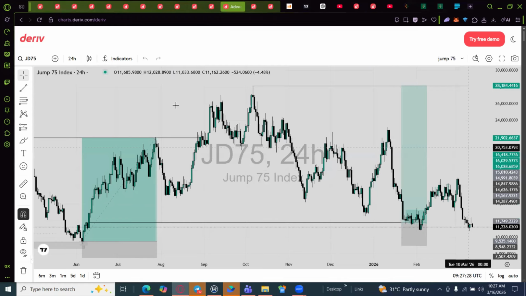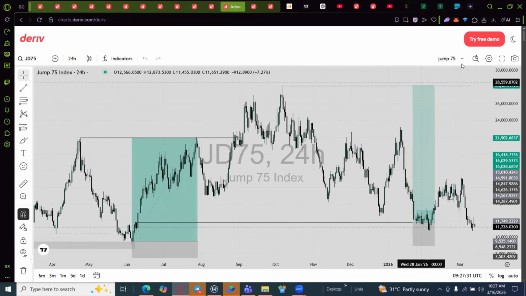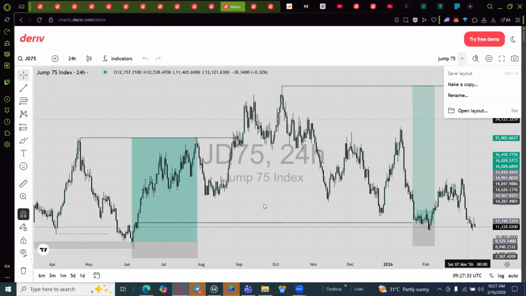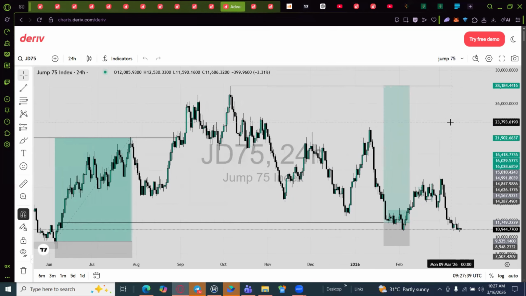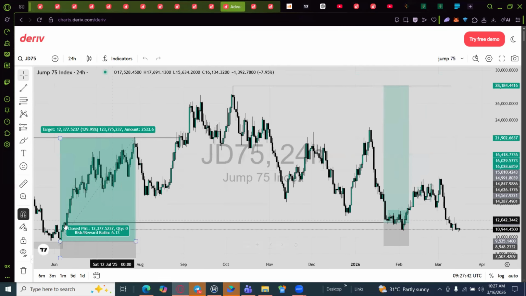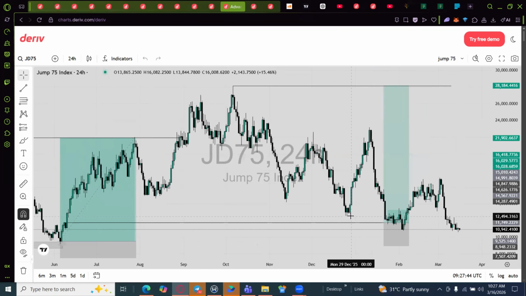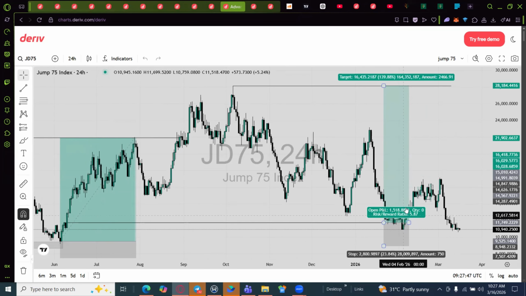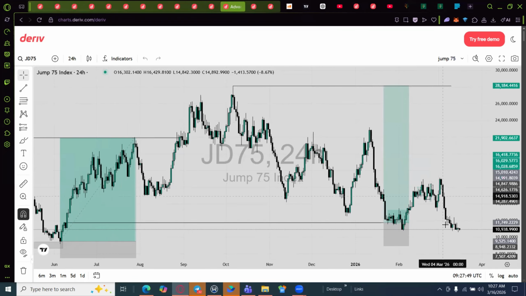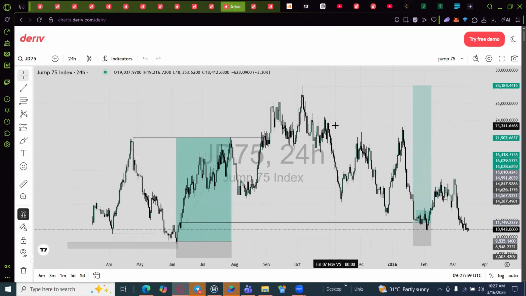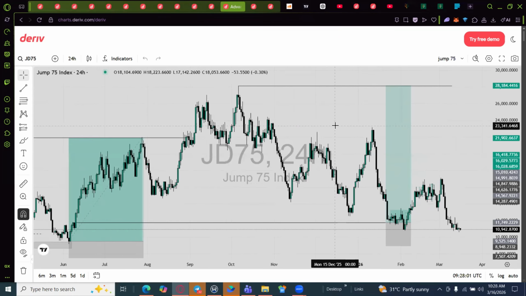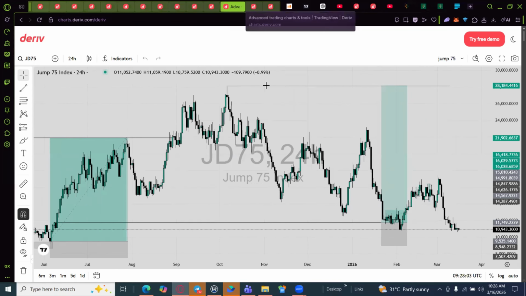What do we have here? Jump 75. All right, so we had our POI and everything here. Then the market actually expected it, but I don't know why it is now coming back here. So we don't have anything here. If we have something, I'll send it to the group. Sorry guys, I'll let you know whether you can start buying or whether you should just leave it alone.